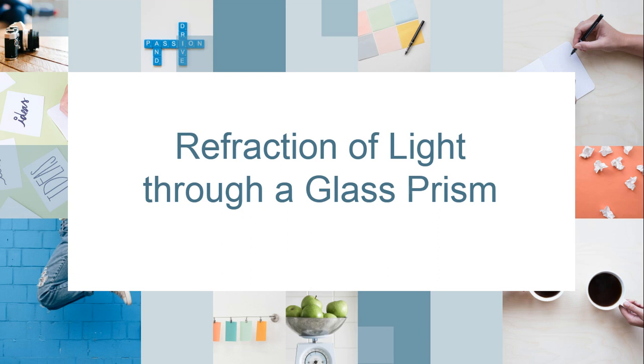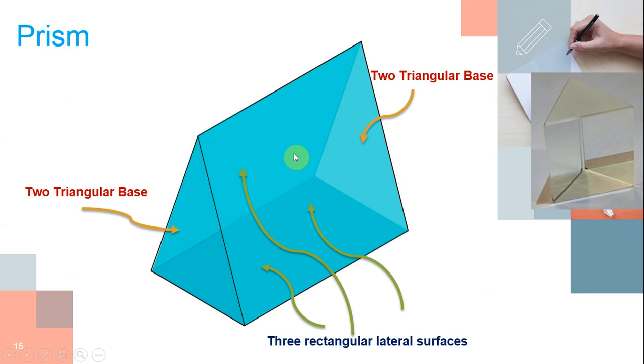Next we discuss refraction of light through a glass prism. A prism has two triangular bases and three rectangular lateral surfaces. So this is a prism, this is a triangular base, and another one is opposite to this one.